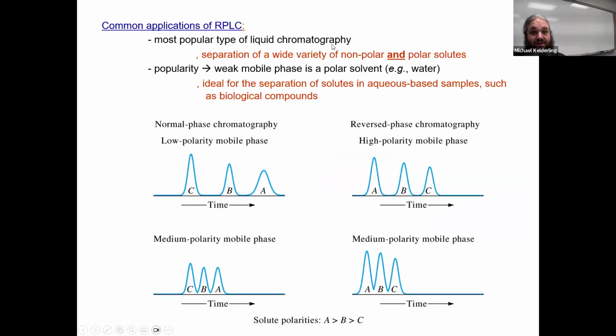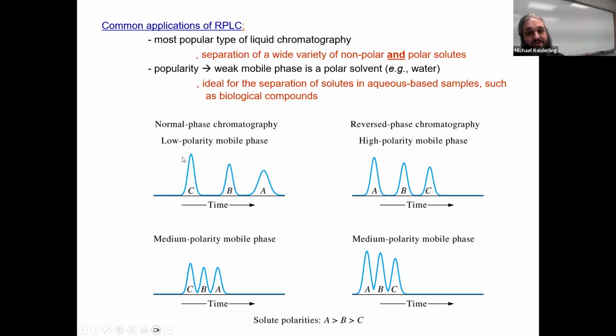This is actually the most popular type of liquid chromatography because it separates a wide variety of nonpolar and polar solutes. Part of the reason it's popular is the weak mobile phase is a polar solvent, i.e. water. So it's great for stuff that is in aqueous-based samples, such as biological compounds. Normal phase is good if you have stuff in nonpolar solvents. This is good if you have stuff in polar solvents, i.e. aqueous.